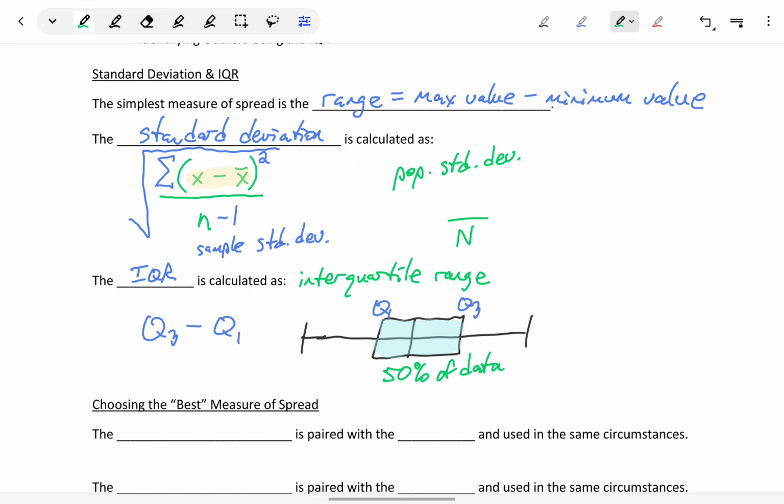But again, what both of these measures are doing in different ways is just calculating the amount of spread. The standard deviation is looking at how far on average values deviate from the mean, and the IQR is looking at the spread around Q2, which is the median.